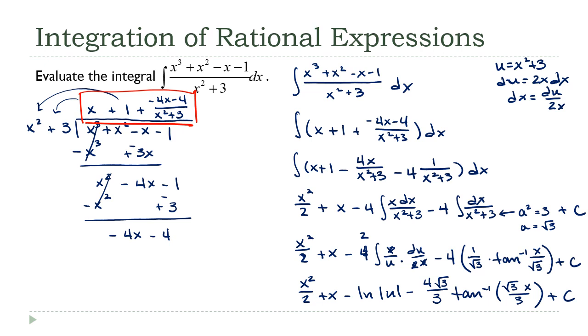And we're almost there. We just have to get rid of that u. Right? I'm going to replace that u with x squared plus 3. And so there's a lot of rewriting here. x squared over 2 plus x minus the log of x squared plus 3. x squared plus 3 is always positive. Yeah? So you don't really need the absolute value at that point. Minus 4 square root of 3 over 3 inverse tangent of square root of 3 over 3 x plus that constant.